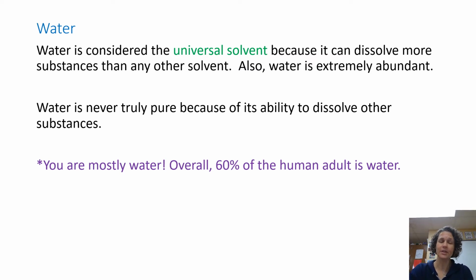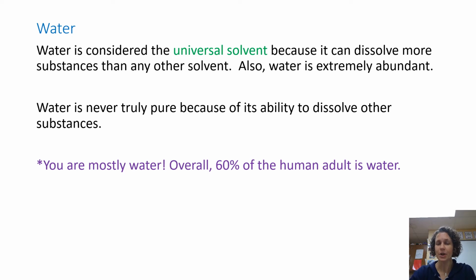You are mostly water. I think we've talked about this before. The human body is about 60% water. Of course, with varying degrees in there, your bones are only around 30% water, whereas your blood, of course, is a much higher percentage water.